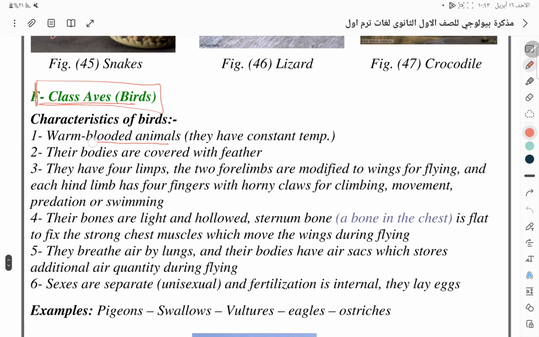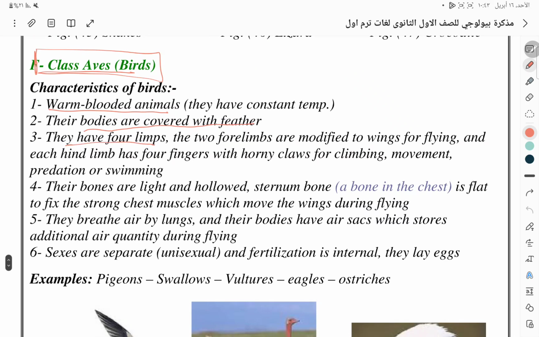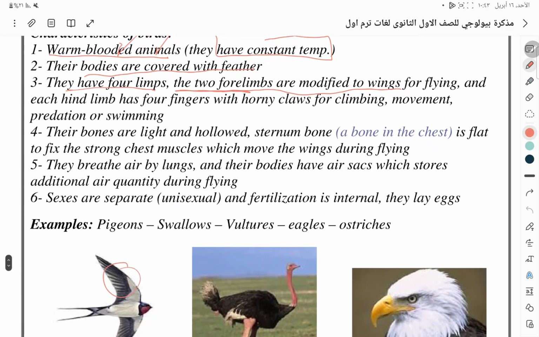Characteristic of birds. Warm-blooded animal, which means they have a constant temperature. Their body is covered with feathers, and they have forelimbs. The two forelimbs are modified into wings.